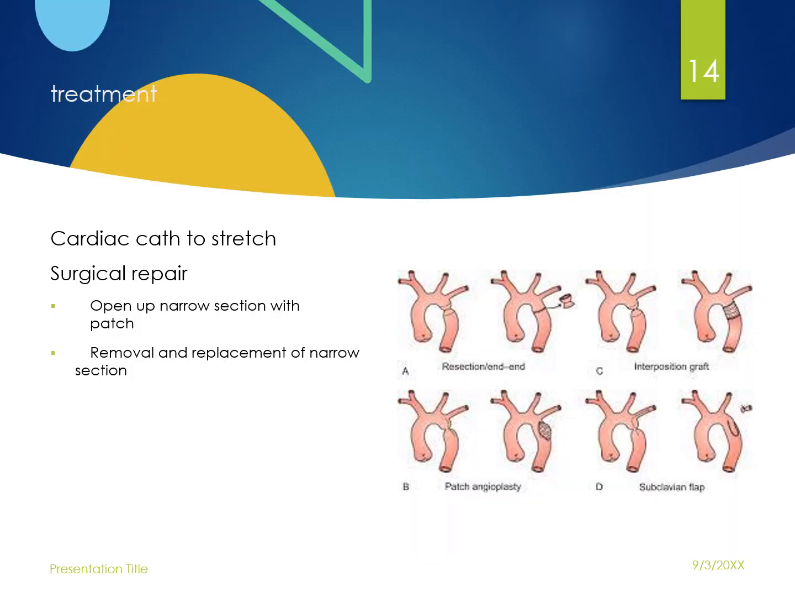Here is just a slide that you can look at of what they do for a surgical repair. So what they'll do is they'll open up the aorta here and put a patch on there, and hopefully it will stick and it will grow with the patient, and that will fix the problem.